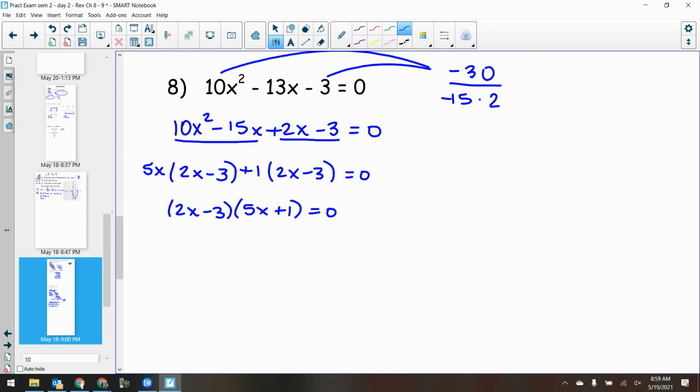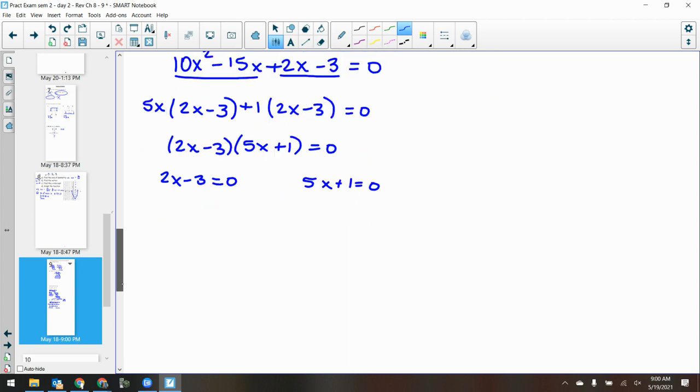You have to equal to our answer. Now we have to set them both equal to 0 and solve. So this is a lot of work because now I'm not done yet. I have to say, okay, 2x minus 3 equals 0, as well as 5x plus 1 equals 0. That's why I was writing equals 0 the whole way, because that will remind me to solve at the end. I've got to set each piece equal to 0. If you don't, you're not going to get your final answers properly.